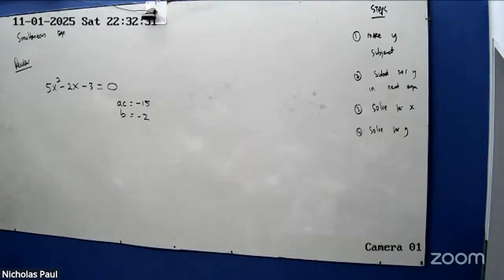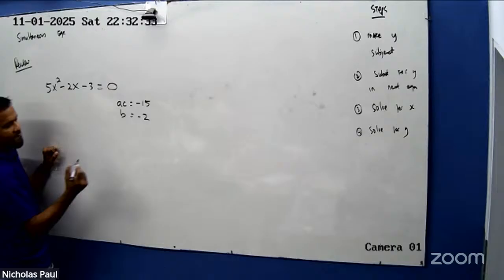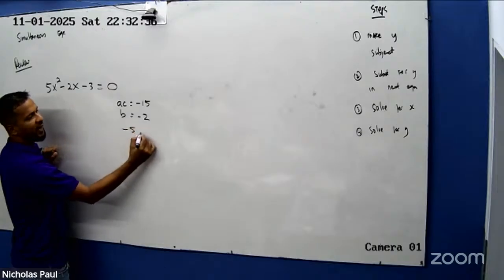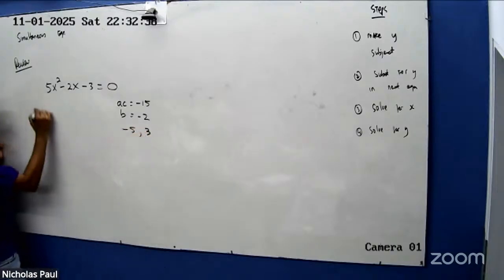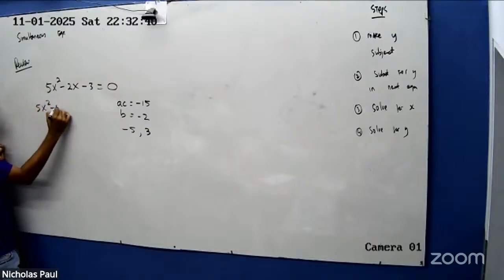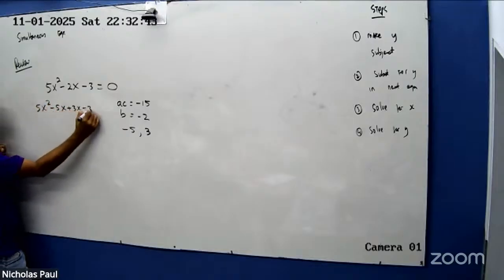Two numbers when multiplied, what did you all get? Minus 5 and 3. Nice. So we have 5x squared minus 5x plus 3x minus 3.